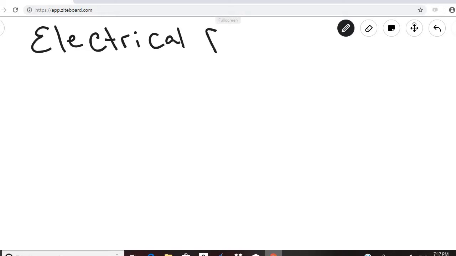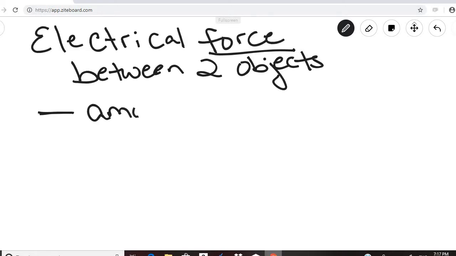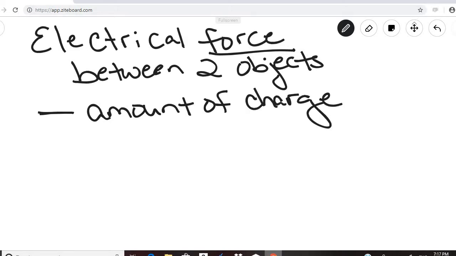If we look at the electrical force between two objects, we know that the amount of force is related to two things. One, it's related to the amount of charge on the two objects. And secondly, it's related to the distance between the two objects.